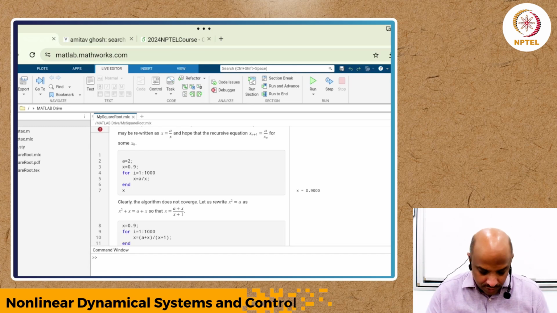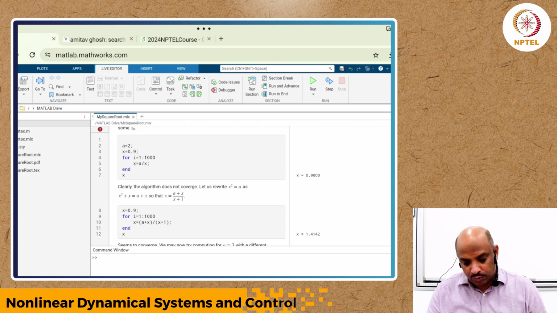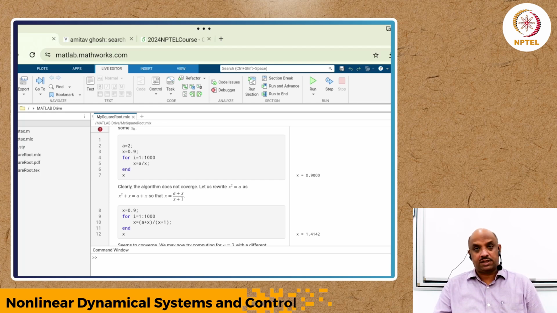Perhaps we can try that. For some reason this is not working. Okay, so let's not disturb it. Basically, it seems that it keeps jumping between 0.9 and 2.22, right? And certainly that's not a good algorithm. We have concluded that if the recursive equation sequence converges to something, then that converged point is a solution to the fixed point problem. So that gives us an answer.